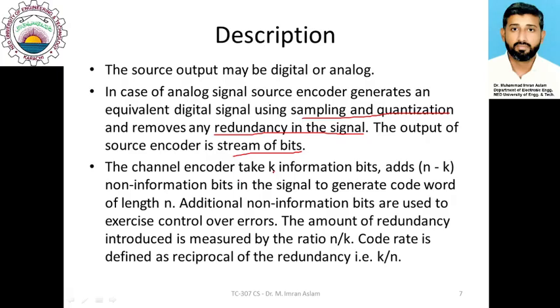The channel encoder takes k information bits and adds some n minus k non-information bits to generate a code length of n. These non-information bits are used to exercise control over errors for the detection or correction of errors. So there are two parameters commonly used for the channel encoder. The ratio n by k is generally named as redundancy, or sometimes we use another ratio, k by n, which is called code rate.